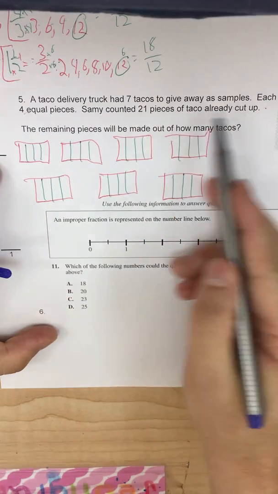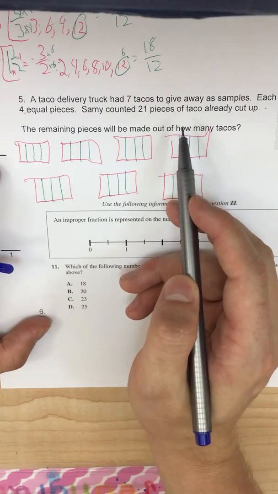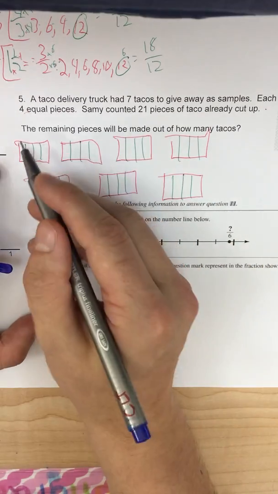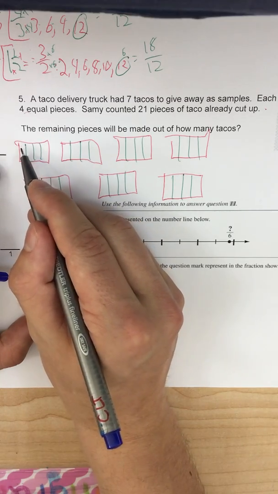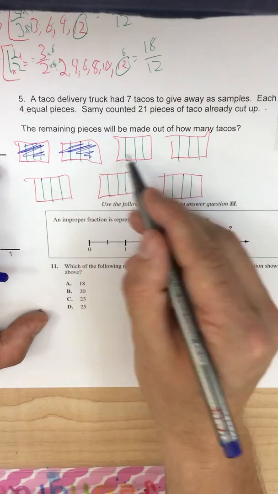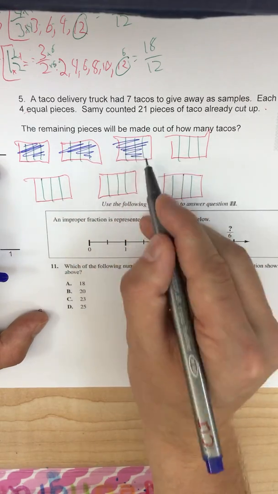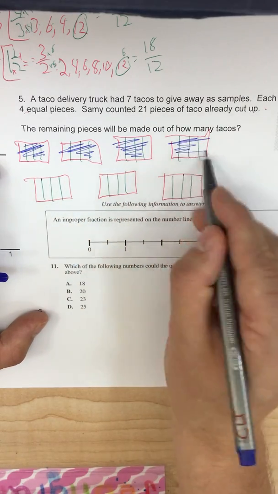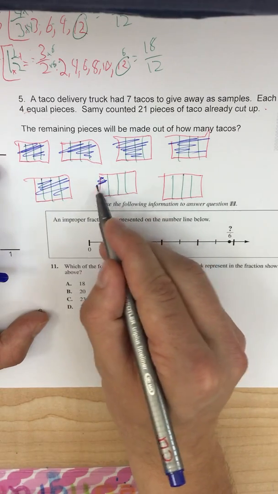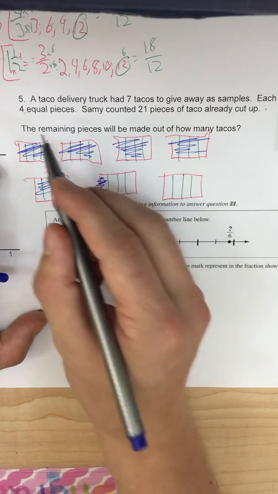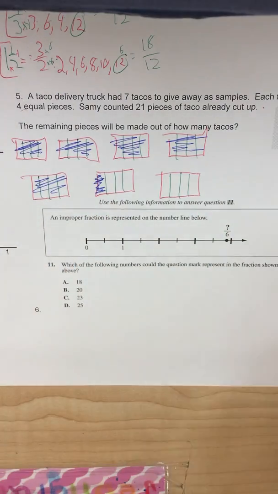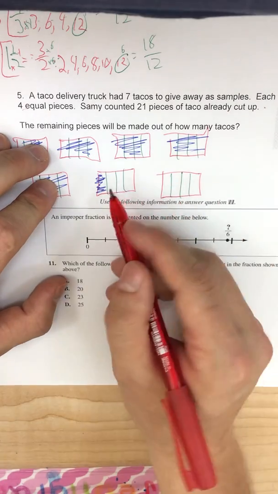Okay. Sammy counted 12 pieces of taco already cut up. All right, so they're cutting up a taco. All right, so then they cut up 21 pieces. So you're going to count that out. 1, 2, 3, 4, 5, 6, 7, 8, 9, 10, 11, 12, 13, 14, 15, 16, 17, 18, 19, 20, 21. All right? The remaining pieces will be made out of how many tacos? All you have to do now is count how many you have left.